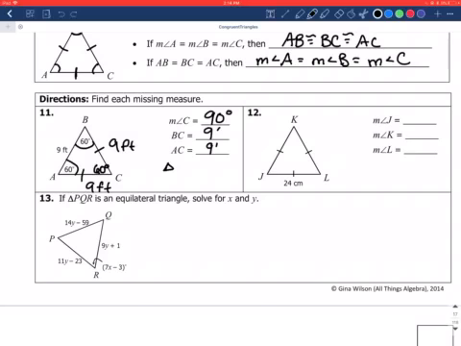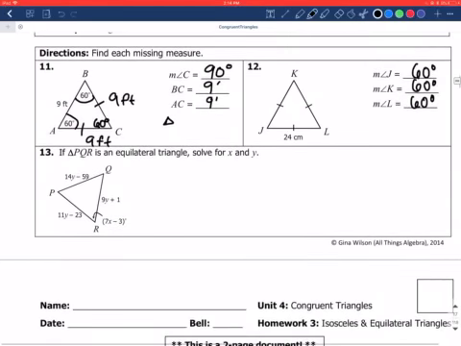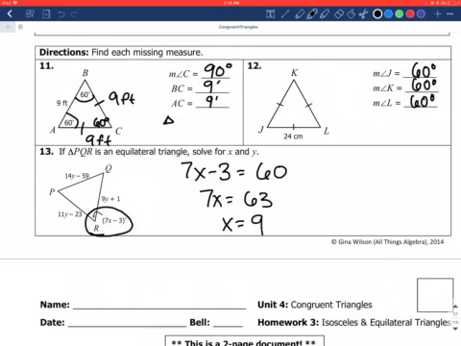So for number 12, kind of self-explanatory here. If they're all three the same, all of the angles will be 60 degrees. All right, and then for 13, if it's an equilateral triangle, solve for x and y. So first off, solving for x, we know that if it's an equilateral triangle, each angle will be equal to 60 degrees. So we will add 3 and divide by 7, and x will equal 9.